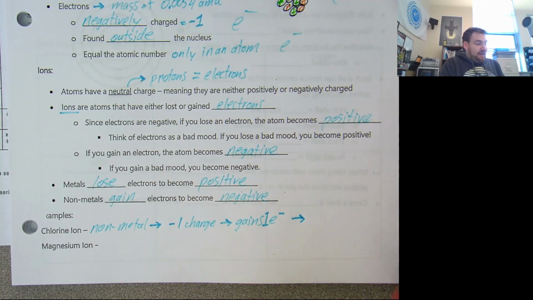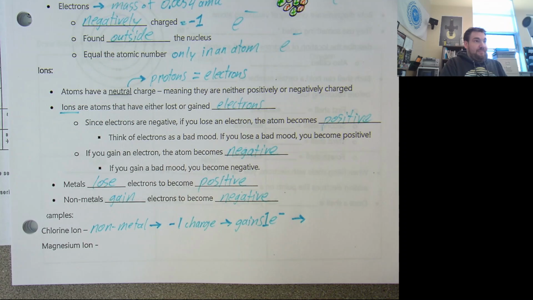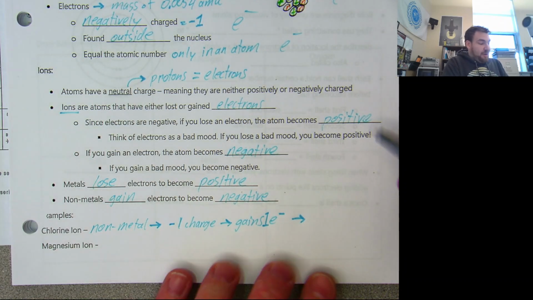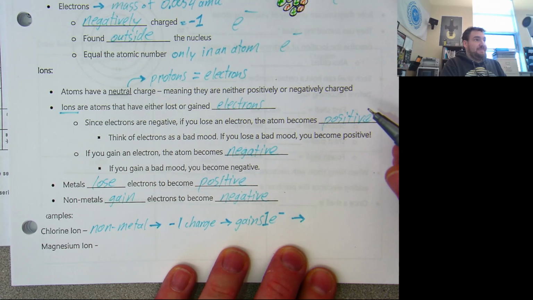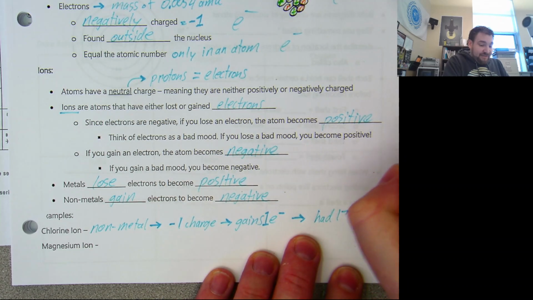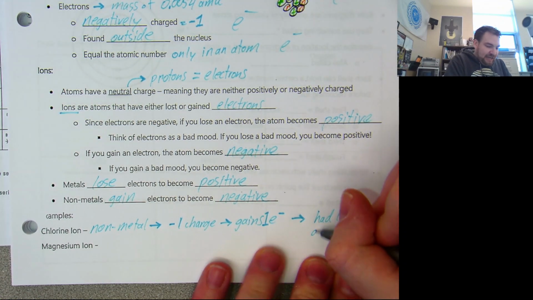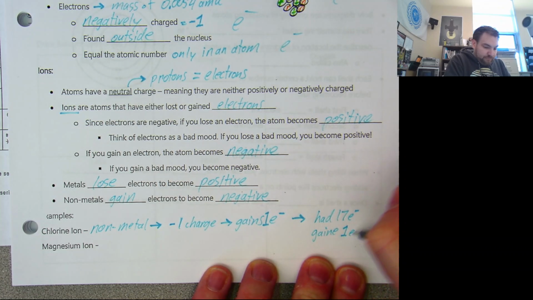So as an ion, chlorine now has how many electrons? Yeah, 18. So chlorine has the atomic number of what? The atomic number, not the ion charge. Chlorine is atomic number 17. So when chlorine was an atom, it had 17 electrons. In an atom, the atomic number and the electrons are the same. It had 17, it gained 1 more, and now it's got 18 electrons.